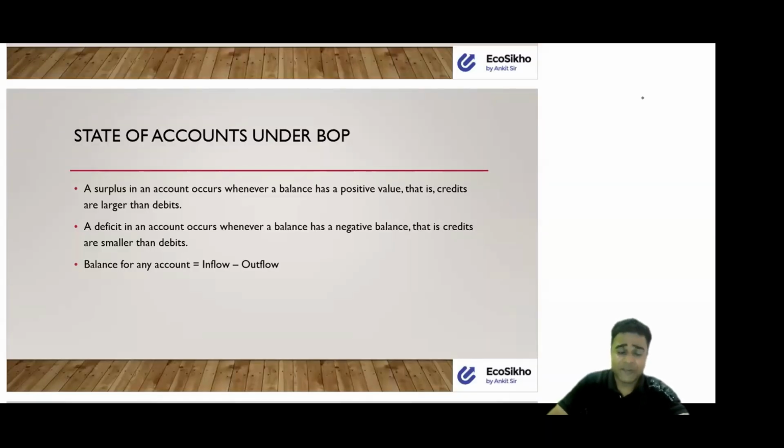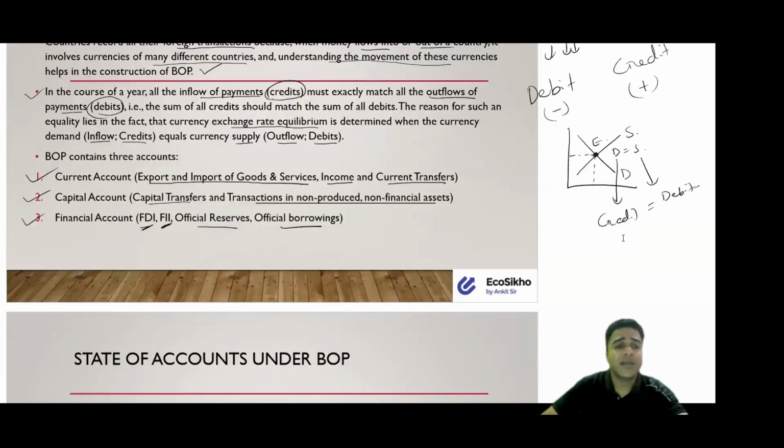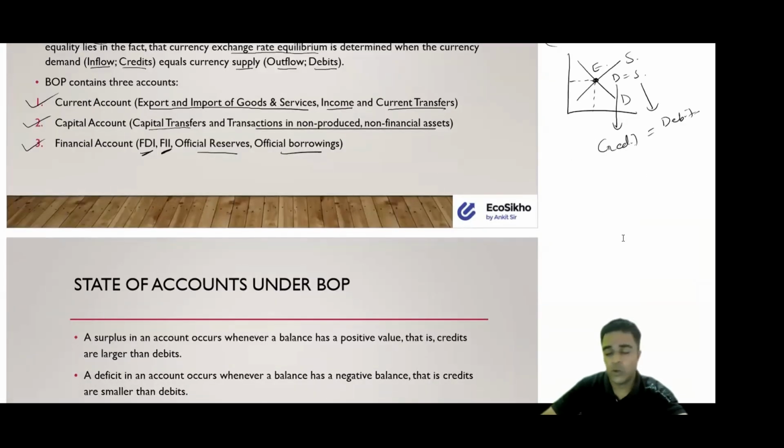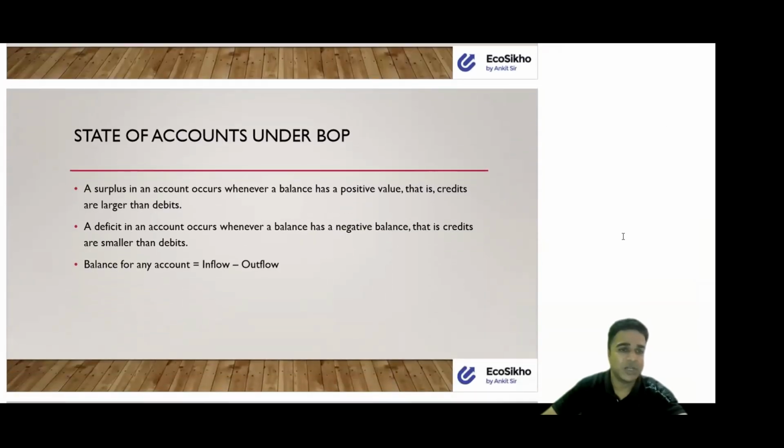We have just talked about three different types of accounts that we record under BOP, that is current, capital, and financial account. But in general, each of these accounts can be surplus or it can be deficit, or the balance of payment in its entirety can be surplus or can be deficit. But the entirety of balance of payment is something that we will discuss later on. Let's talk about these individual accounts.